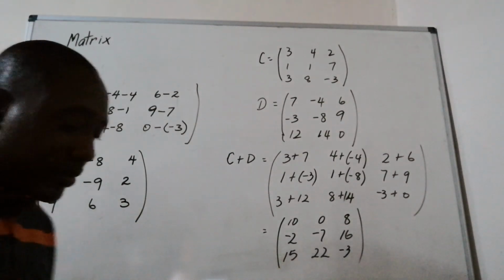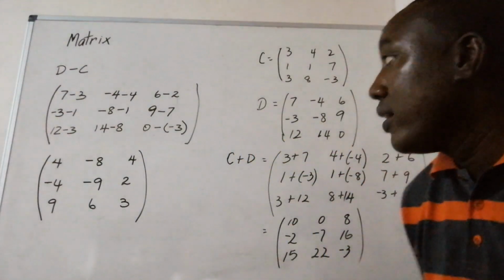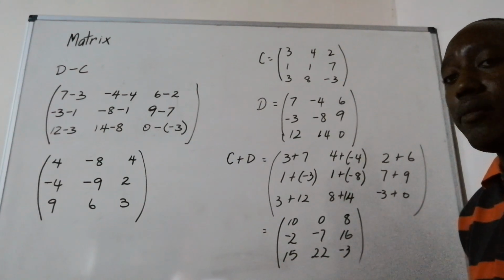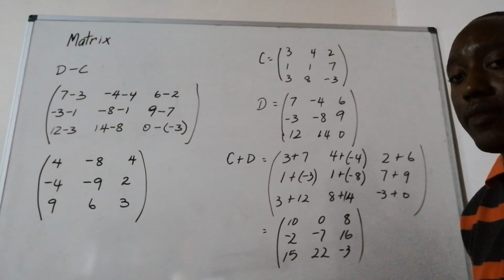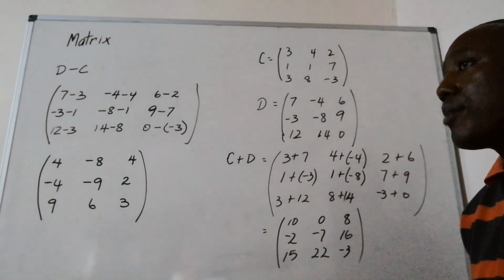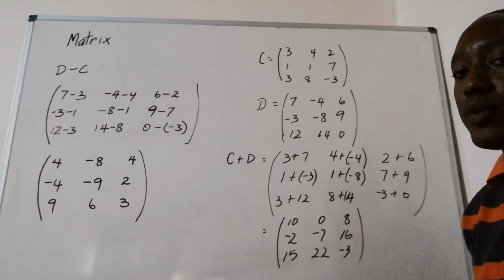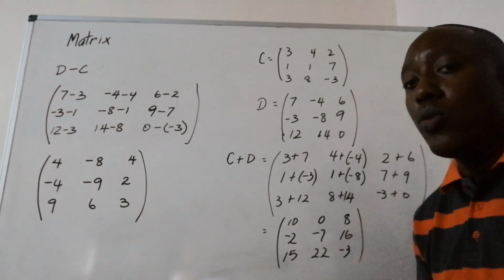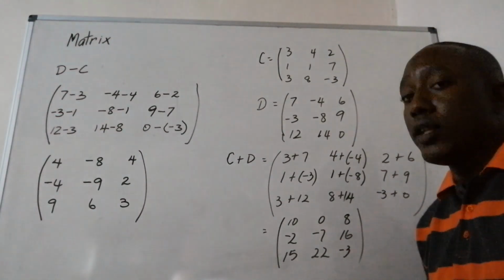So therefore, to add and subtract matrices, first we must remember that the order must be the same. Secondly, we add or subtract the numbers that are in the similar positions. We will do some more addition and subtraction when we do scalar multiplication.